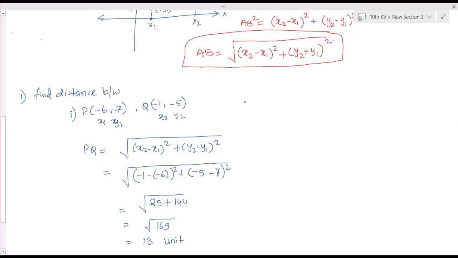Then find out for the second one. It's A 3, 2 and B is minus 2, minus 3. Find out by yourself.